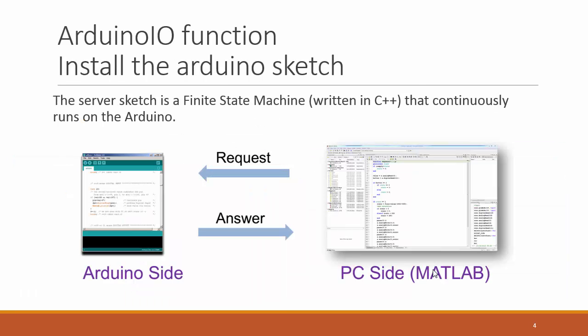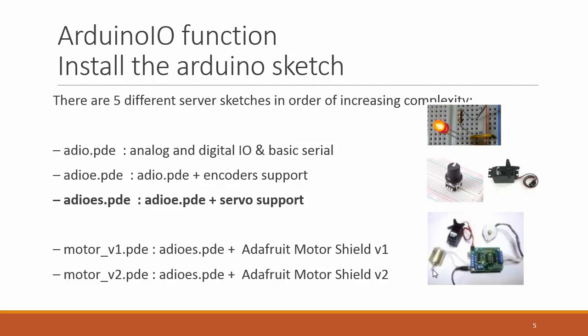The server sketch is a finite state machine that continuously runs in Arduino. It listens for commands arriving from the serial port, executes the commands, and if needed, returns an answer. There are 5 different server sketches in order to increase complexity. The first covers only the analog and digital inputs and outputs and the basic serial communication. The second includes the manager of encoders, and the last one includes the servomotors library. 2 more sketches designed for Adafruit motor shield are included too.